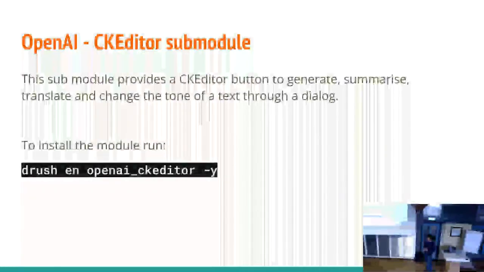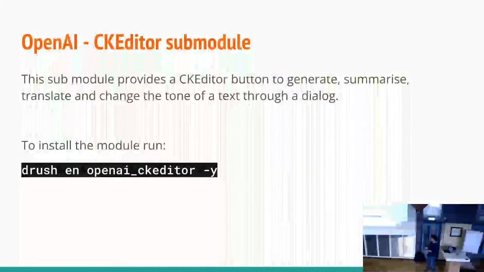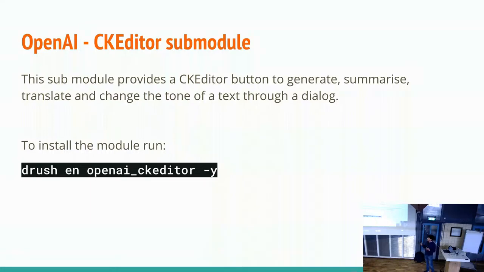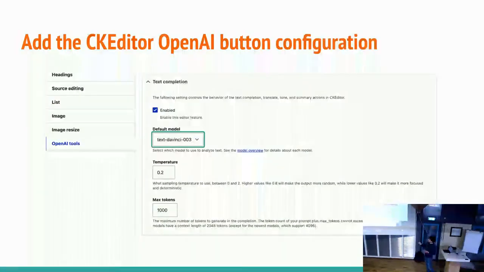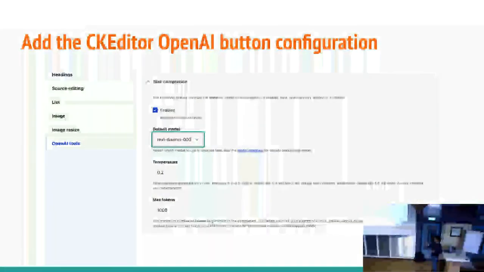The first one will be the scheduler module, again, as usual, with Drush here. And then we can start configuring. So we go into our basic HTML text format and we enable it under the content writing code. And on the page we have the OpenAI tools, so we enable it, we decide which model it's going to use, the temperature and the max token between the request and the response.